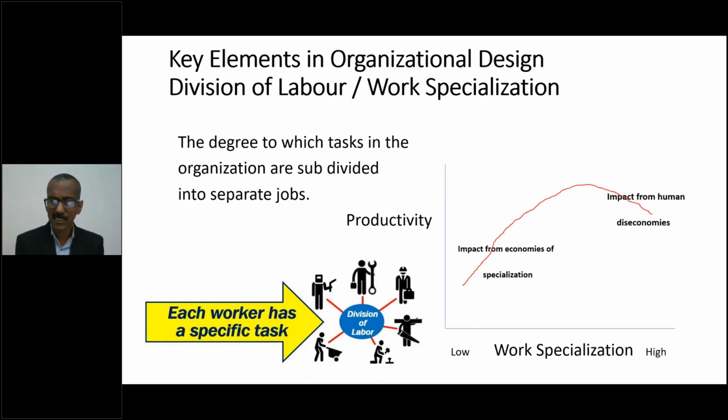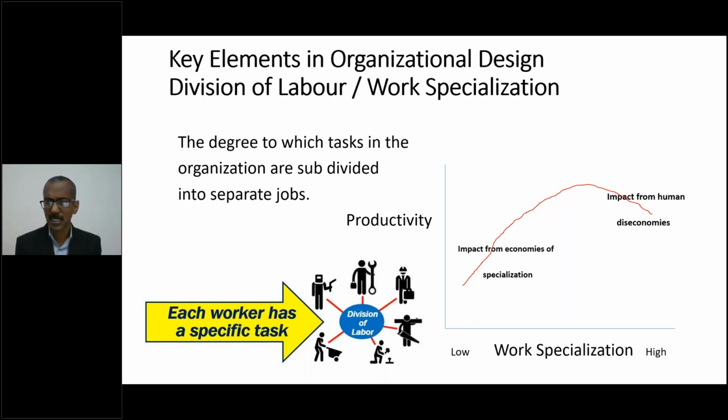So because of specialization, what happens? You can observe in the graph. At the bottom, we have taken specialization on a continuum from low to high. Then we plot it with productivity on a continuum from low to high. Because of specialization, productivity goes up. Economies of specialization. After a period, when some of the jobs are highly specialized, then slowly productivity declines. Why does productivity decline? Because human diseconomies overtake economies of specialization.